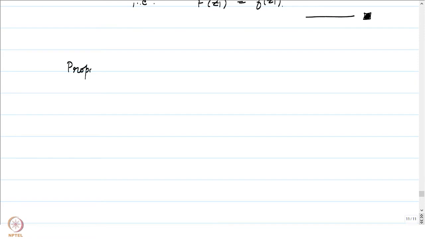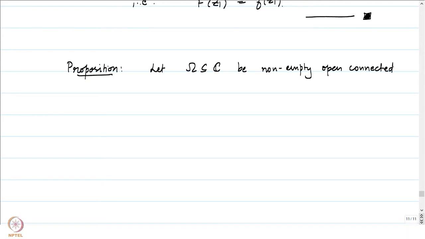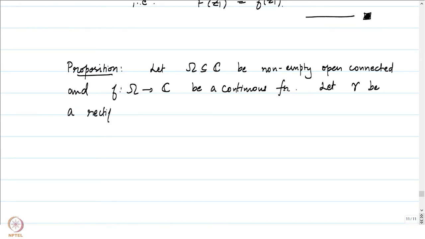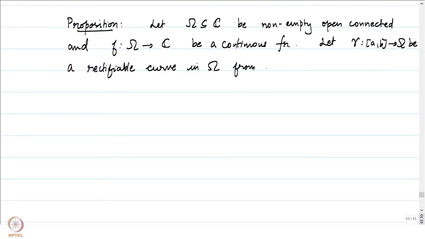So in order to prove that, let me just write down a proposition. The proposition is the following. So the setup is as above. Let omega contained in C be a non-empty open connected set, and let f from omega into C be a continuous function. Let gamma be a rectifiable curve in omega from, say, z1 to z2, the initial point being z1 and the terminal point being z2.